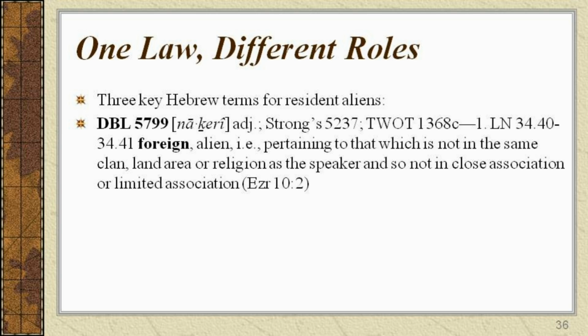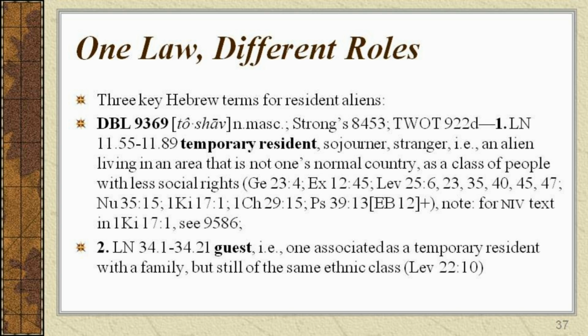The final term is toshav, entry 9369, which refers to a temporary resident, a sojourner, or stranger. This is primarily an alien living in an area that is not one's normal country, a class of people with less social rights. However, the term can sometimes refer to a guest, a temporary resident with a family, but still of the same ethnic class. So in this particular case, the meaning of the term depends on a particular context where it appears.